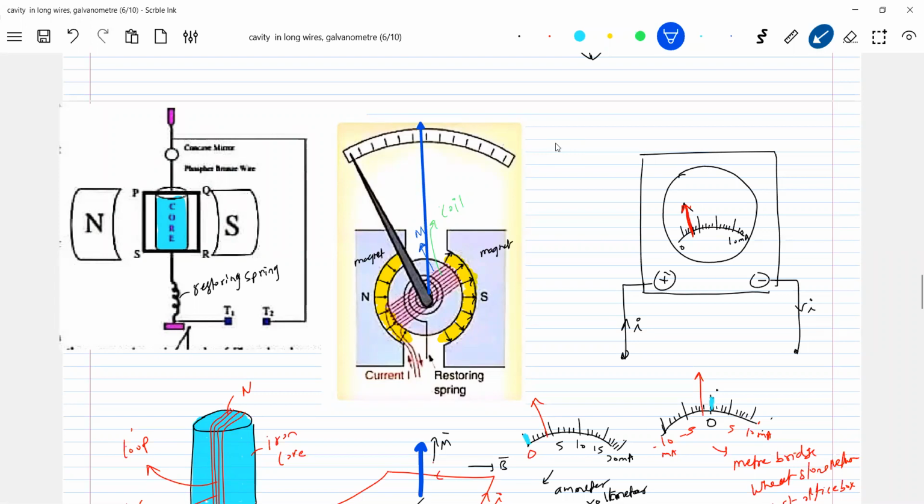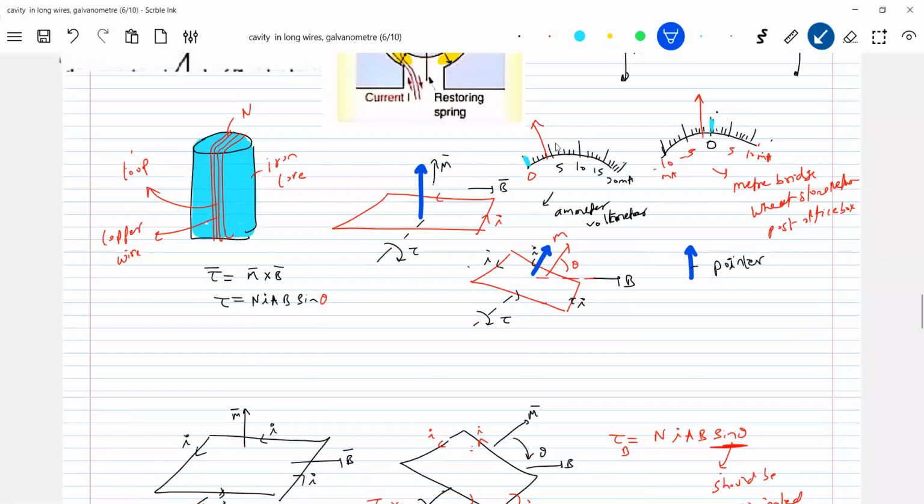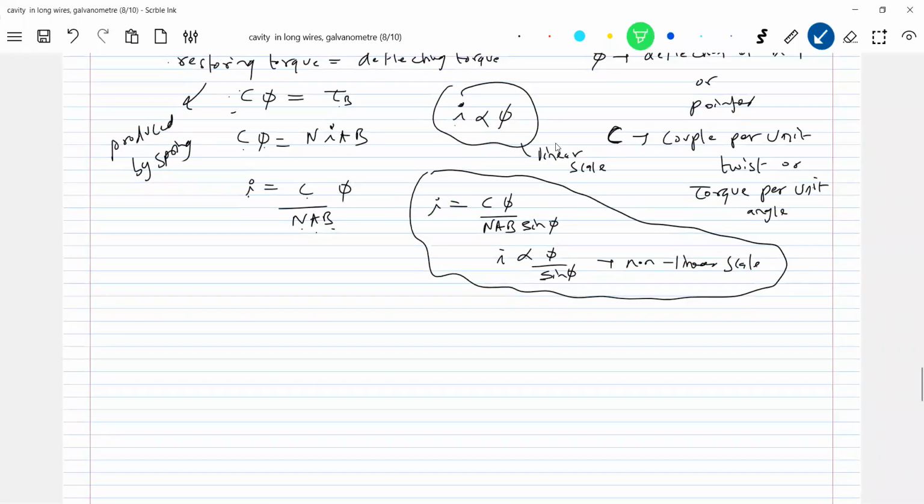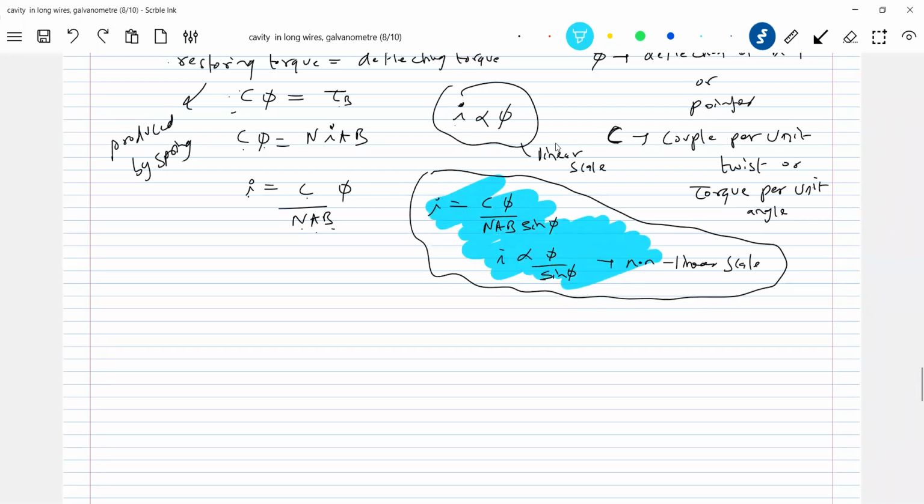So overall, about the working of this one. Finally, we are here. This is the thing we'll try to avoid, no? The non-linear scale. This is not suggestible. How to make the scale linear? By providing a constant air gap between the magnet and the iron core. So I is proportional to deflection.